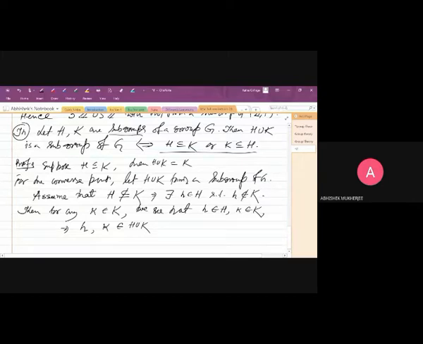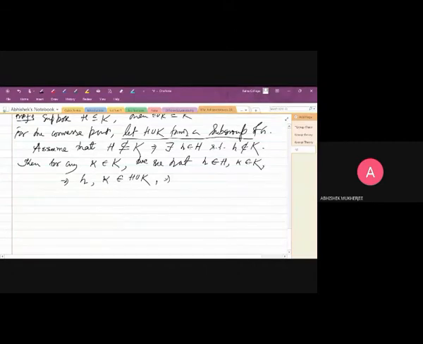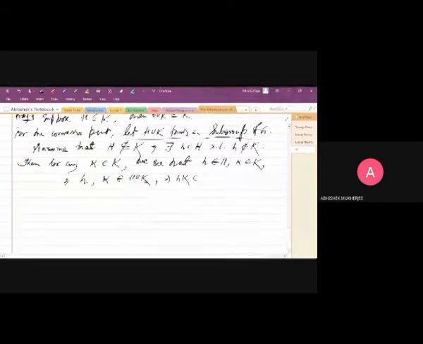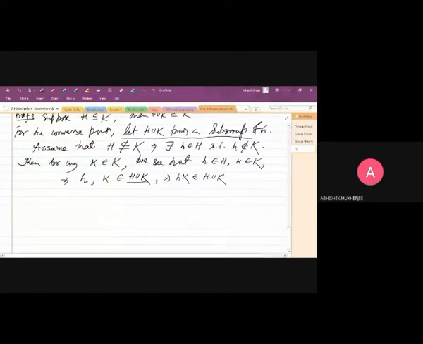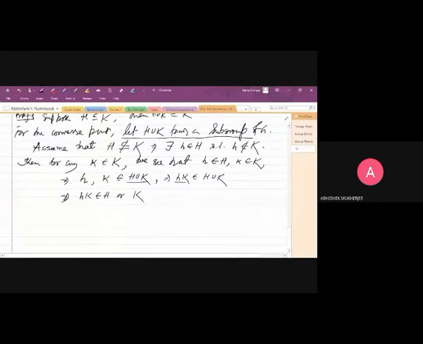h and k are in H union K, and being a subgroup, because you have assumed the condition that H union K forms a subgroup, the operation is closed over H union K. That means if you compose h and k, then it will be in H union K. So since hk is in H union K, hk must be either in H or in K.